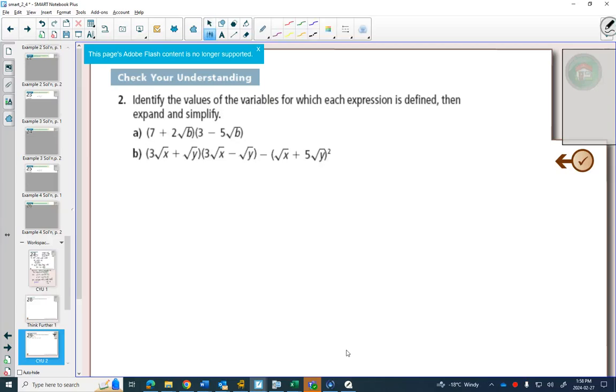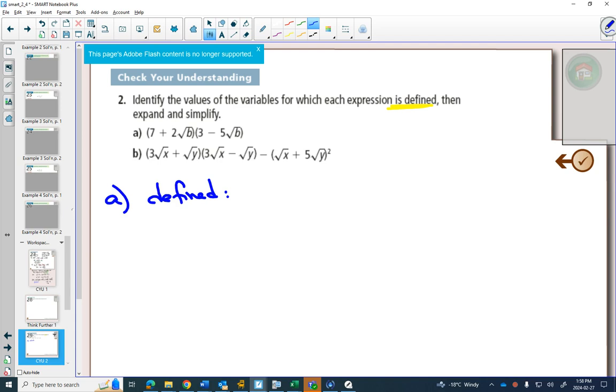So again, we're having this idea of where is something defined, then expand and simplify. So first of all, we'll figure out where it's defined.